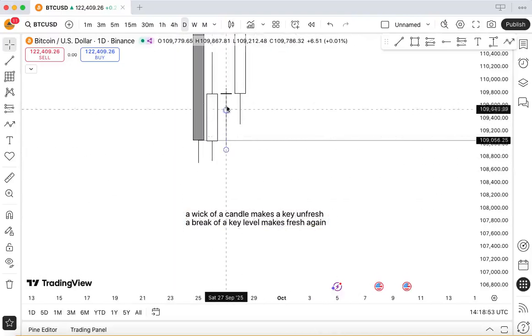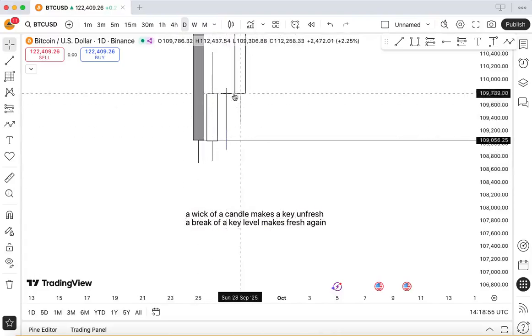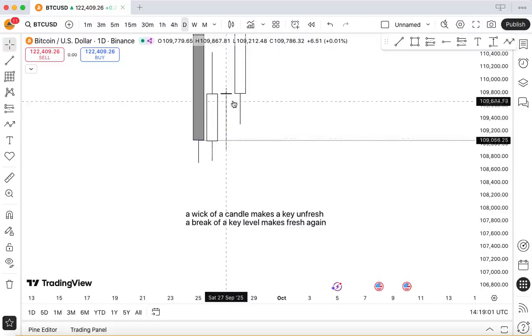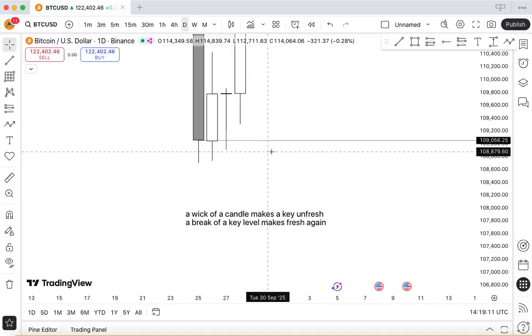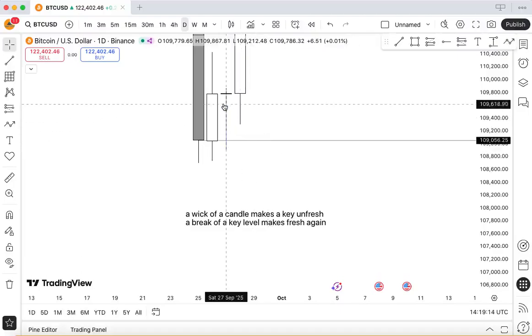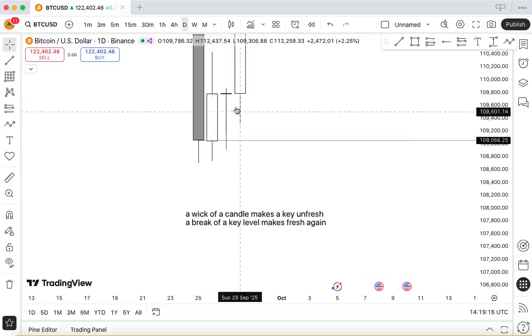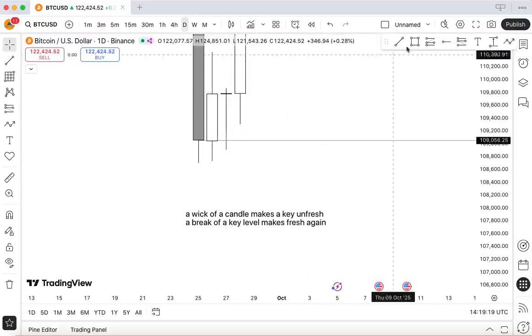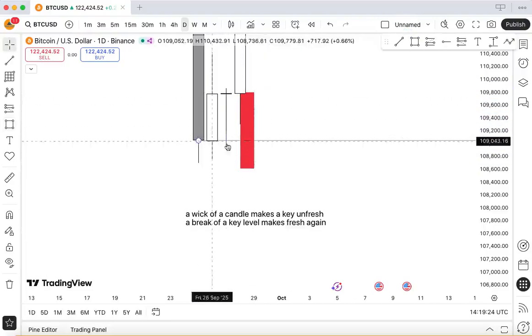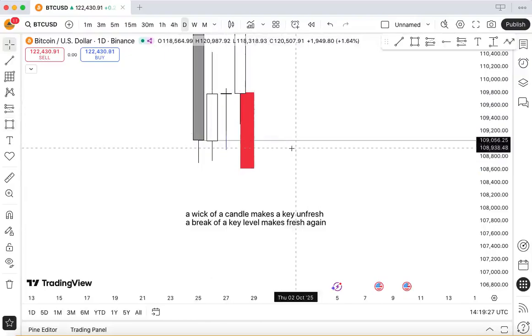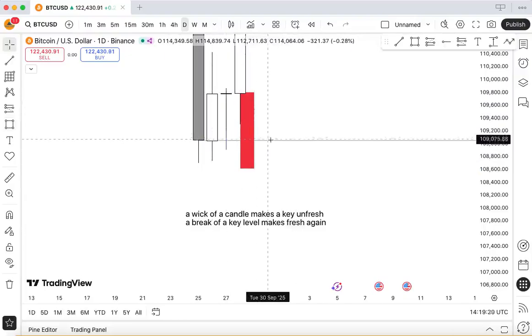So once you see a wick of a candle tapping a key level, it has made it what? Unfresh. You have to see it tapping and then closing. A tap and a closure. You understand? So this is unfresh. Do we use unfresh key levels? No, we don't. How does it become fresh again? Okay, if it is tapped, it is unfresh. If you find another candle and it comes, it breaks this key level here, it is fresh again. It is fresh again.